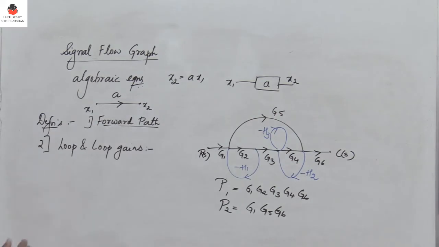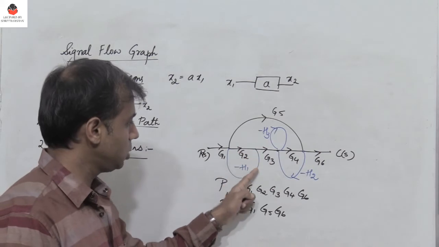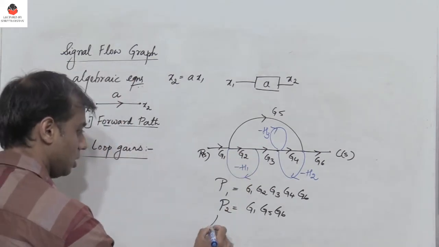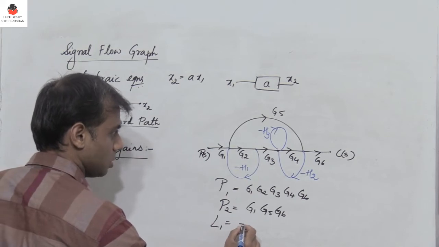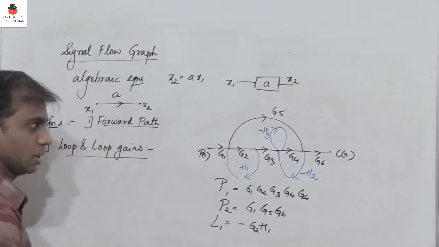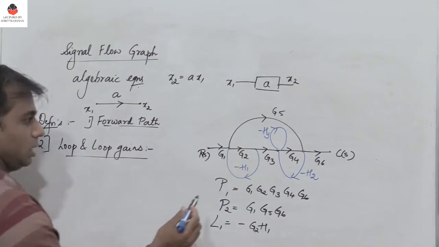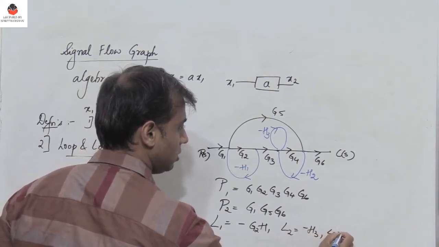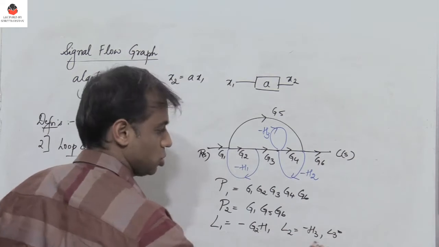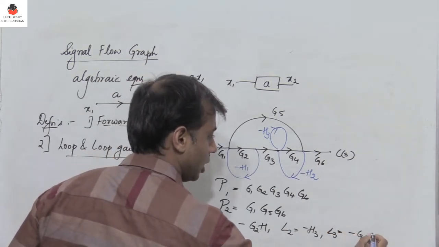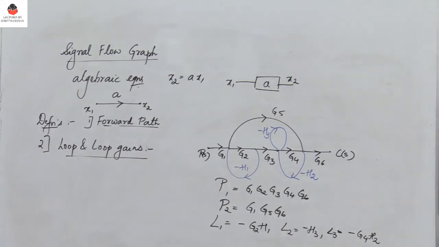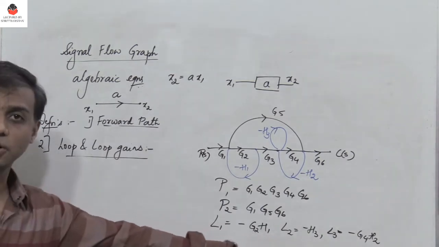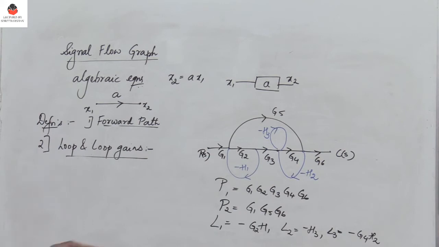So what is a loop? A loop is a closed path in the signal flow graph. Now let us try to identify the closed paths. I find G2 into minus H1, so there is one loop, which is minus G2 H1. This is one of the closed paths. Next I have another loop L2, which is minus H3, and then L3, which is G4 into minus H2, so I'll write it as minus G4 H2. So these are the three individual loops, and L1, L2, L3 form the loop gains.